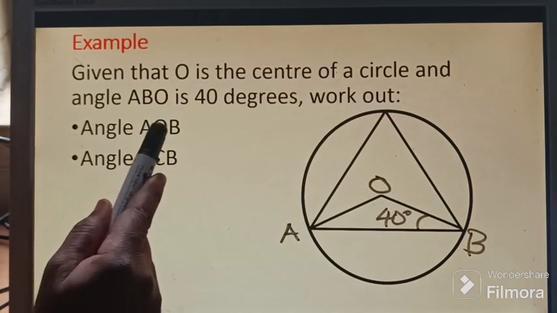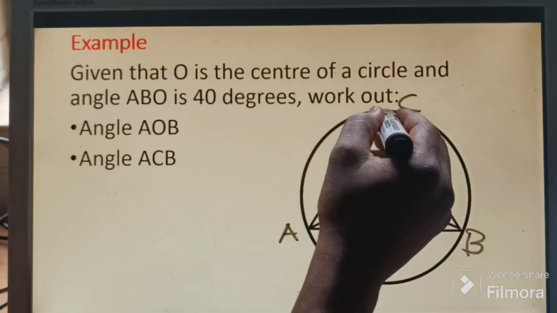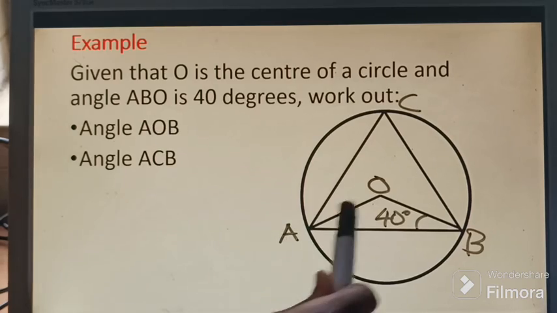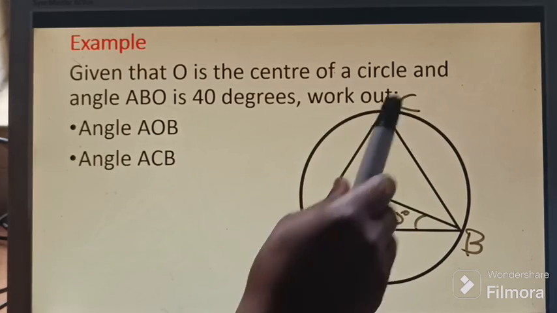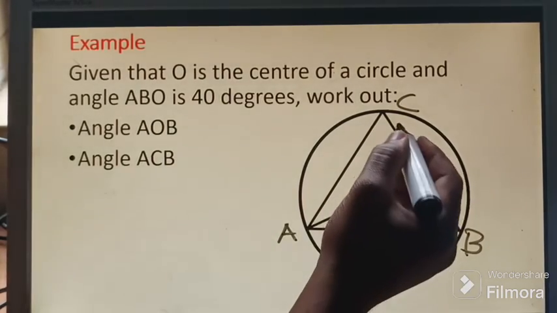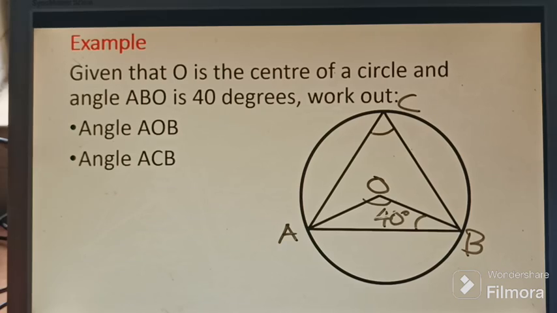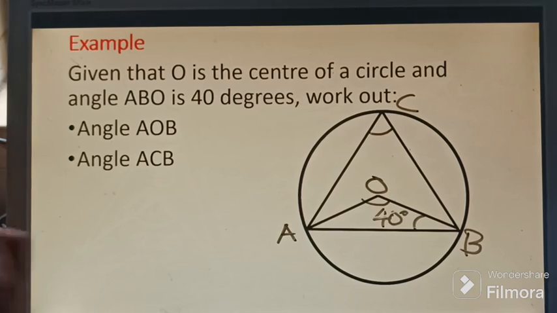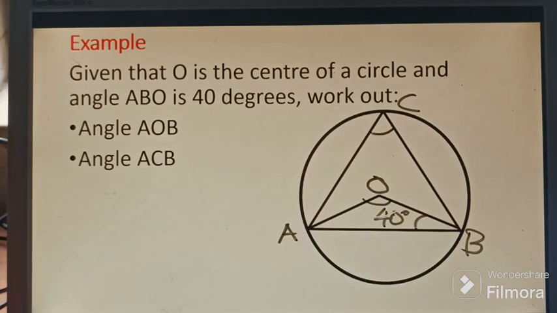Work out angle AOB, and finally work out angle ACB, so that's our C. So we should find this angle and that angle. Now, just by looking at it, what can we see? Remember, AO is a radius, OB is also a radius.